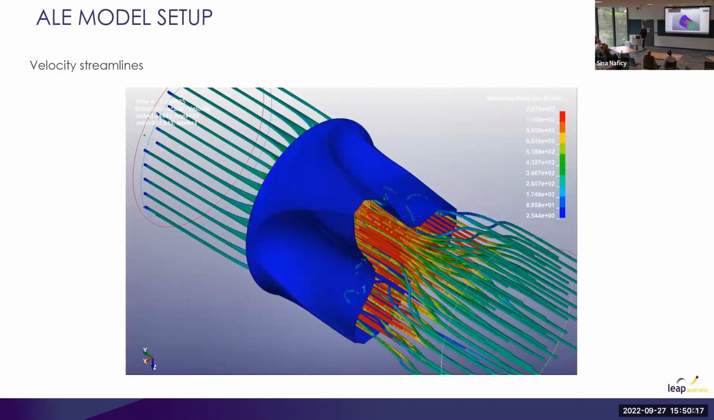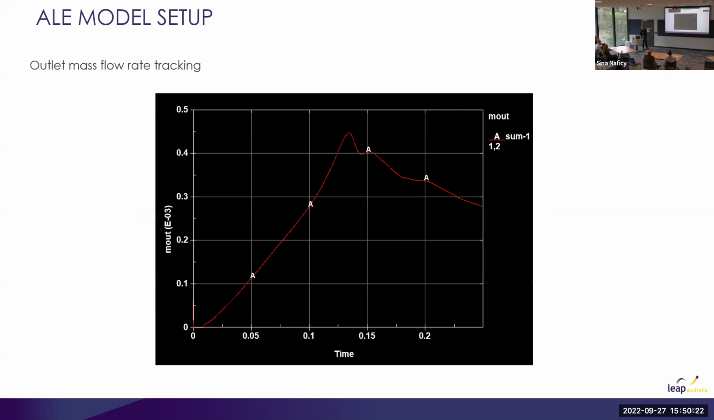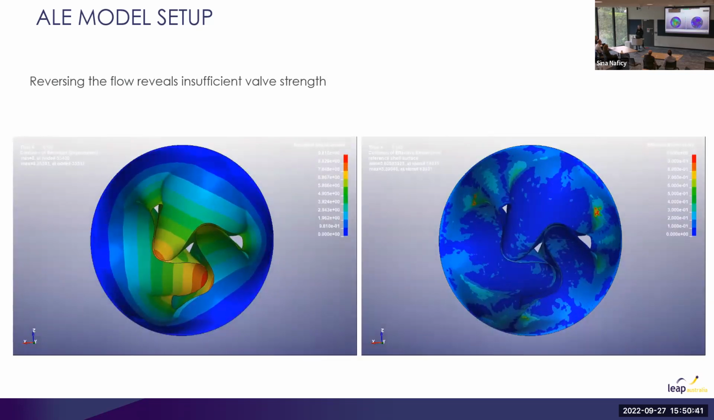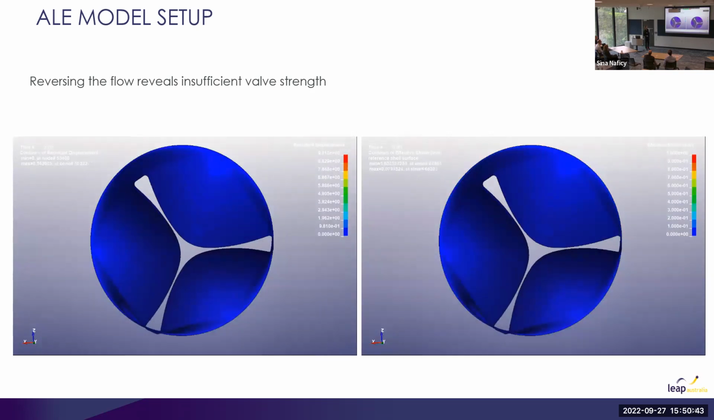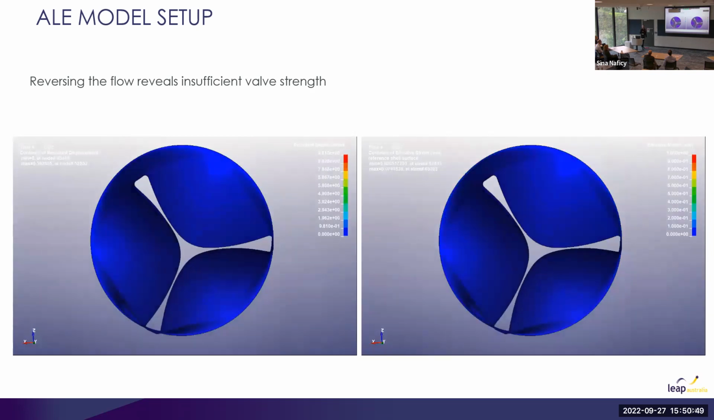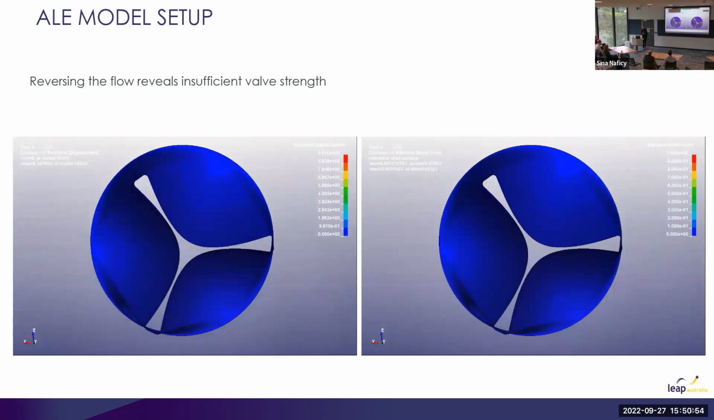So here's some velocity streamlines, as I promised, some pretty animations. That's outlet mass flow rate, so we can track that at the outlet. That was surprisingly difficult to get. David and I spent a long time trying to work out how to do this because it naturally doesn't want to, but we worked out how to get the mass flow rate at the outlet, which is a very important parameter. Reversing the flow. So that's an important thing. And you can quickly see that, maybe this valve is not so great because you can see it sort of folding over and twisting. So that's a deformation contour plot, and that's a stress contour plot.